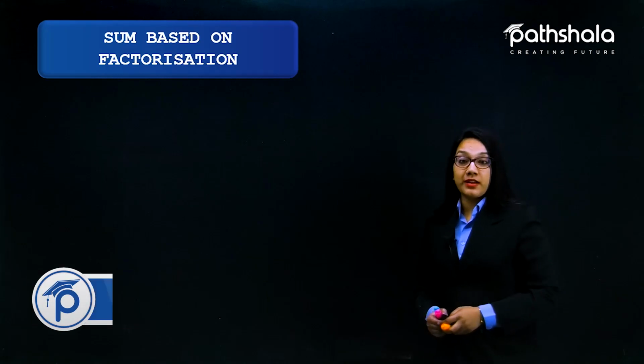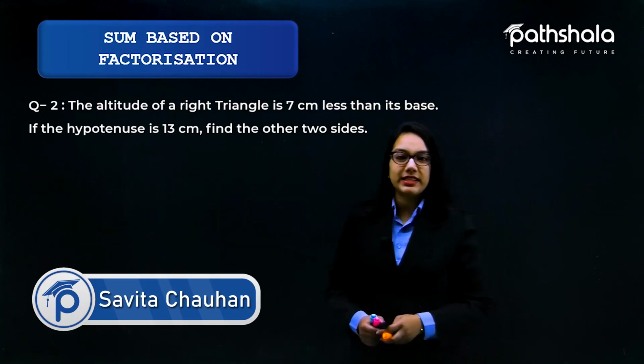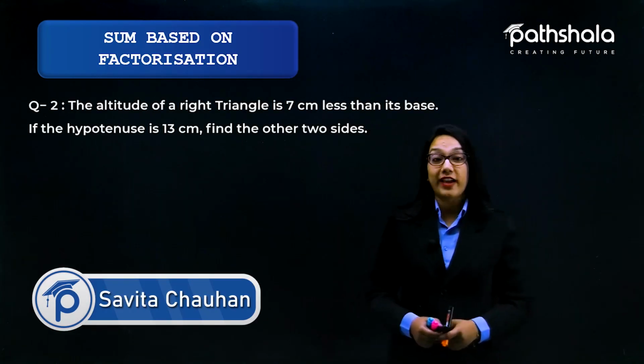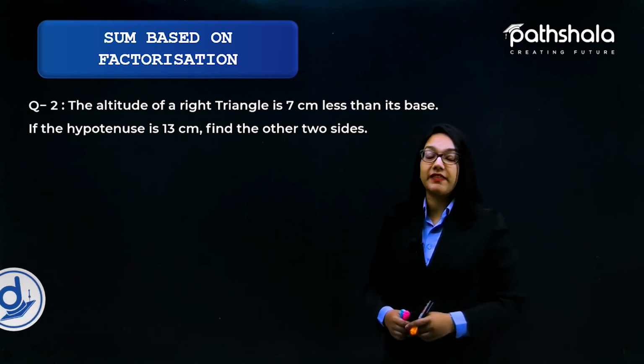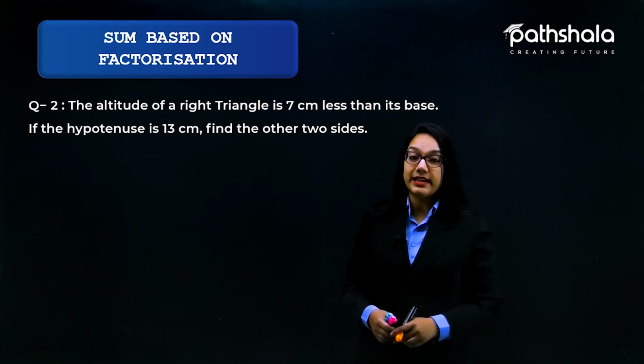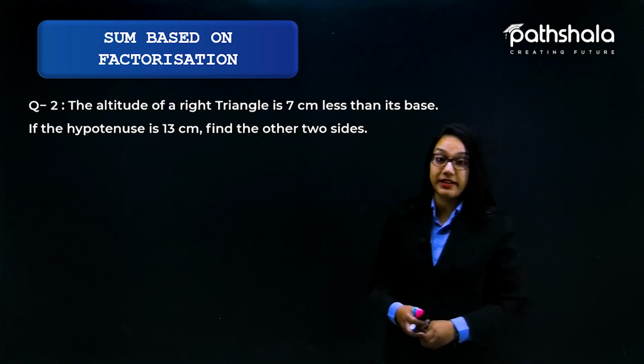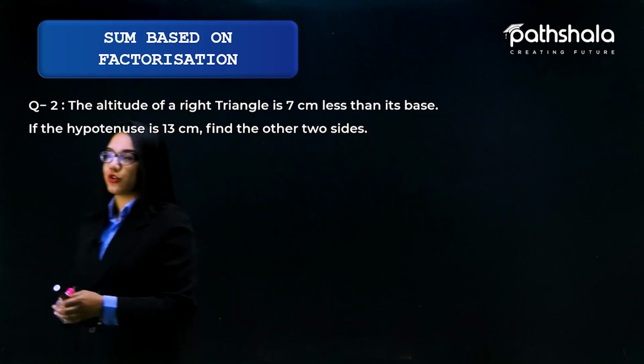Let's just do question number 2. Question number 2 says the altitude of a right triangle is 7 centimeter less than its base. If the hypotenuse is given as 13 centimeter, then find the other two sides. So let's talk about the solution of this question.